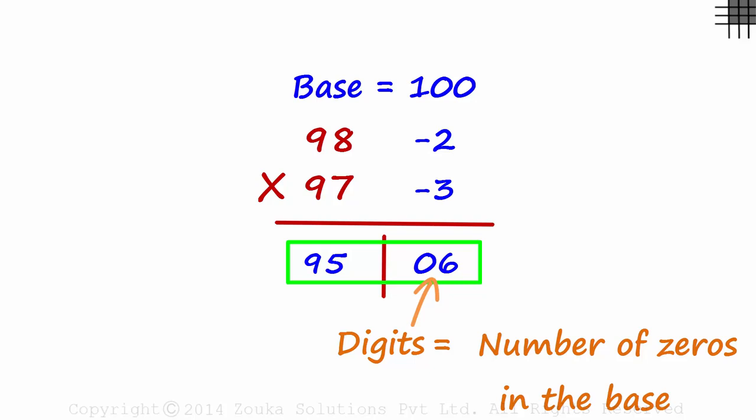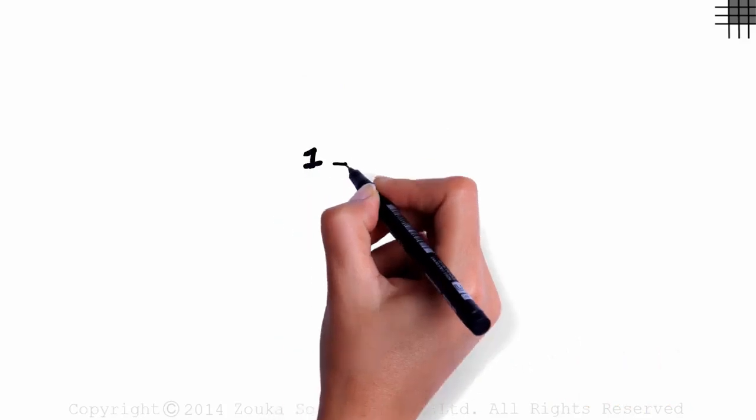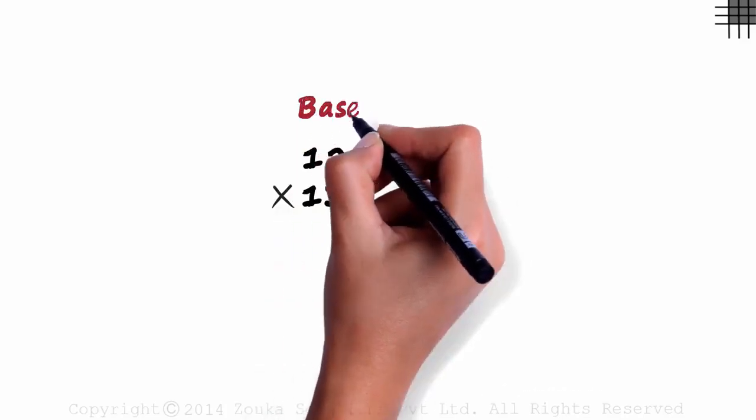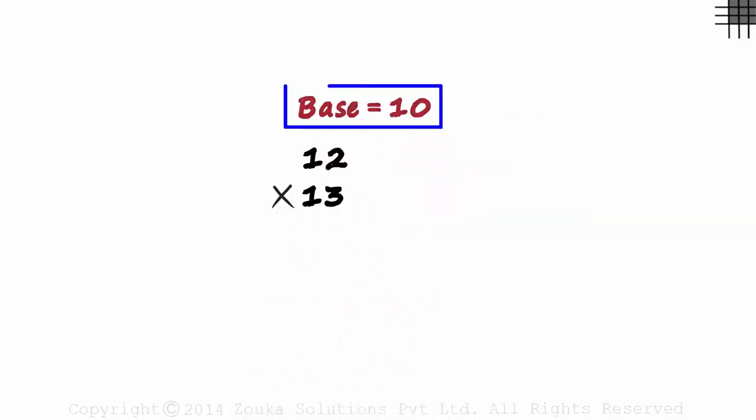But what if both the numbers were above the base? Let's say we have to multiply 12 with 13. As both the numbers are close to 10, let's consider 10 as the base. Once we find the base, we need to find the deviations of the numbers from the base.